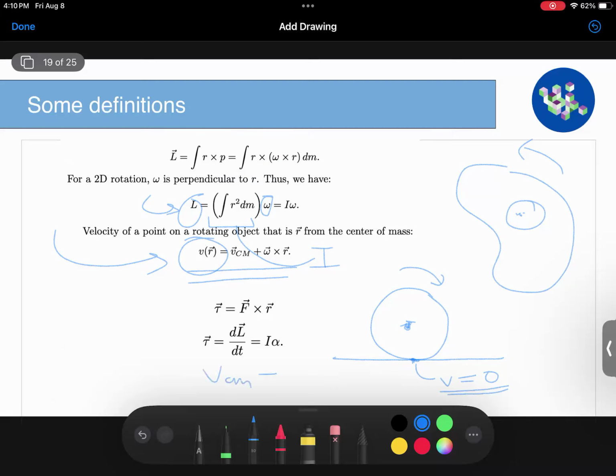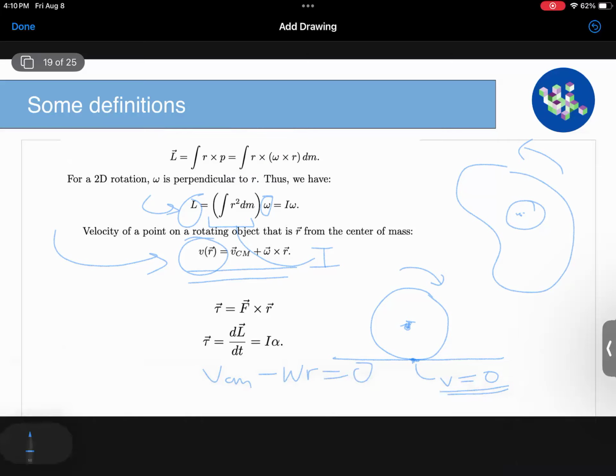this velocity has to be equal to V_CM minus omega cross R, which here will just be omega R because omega and R are perpendicular. This must be equal to zero, so we just get, of course, V_CM equals omega R. It's a pretty well-known result. I'm assuming you guys know it. This is the result for the center of mass velocity. That was just an example to get you warmed up, right?